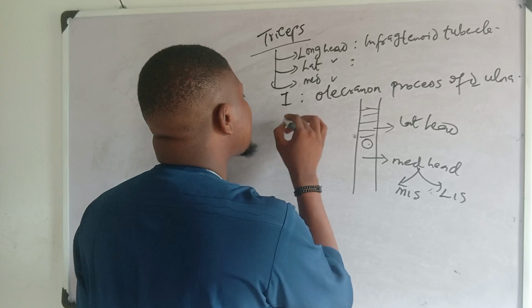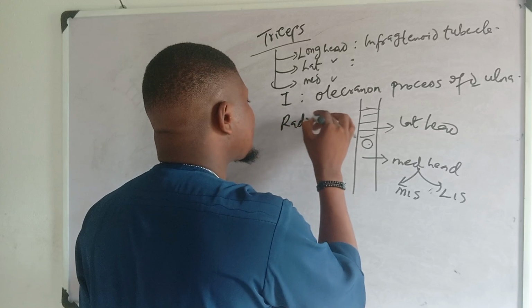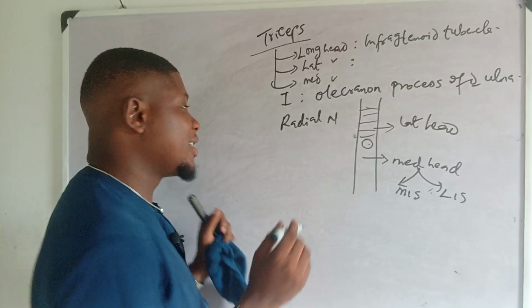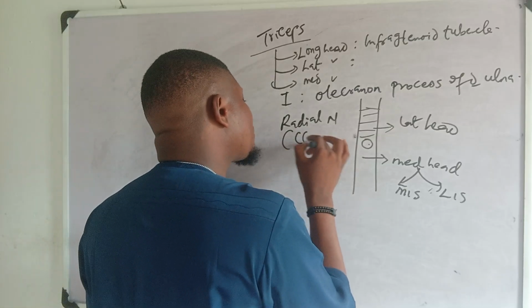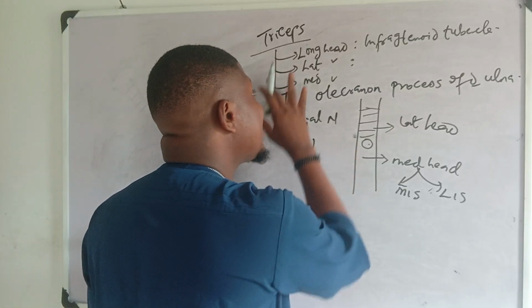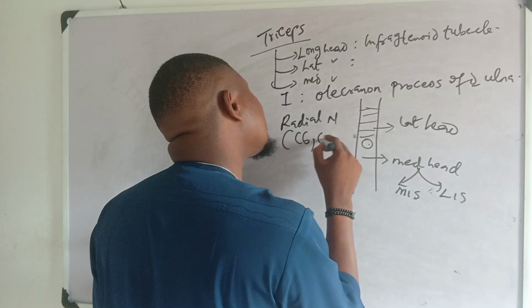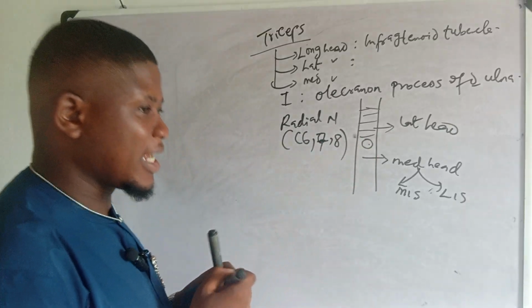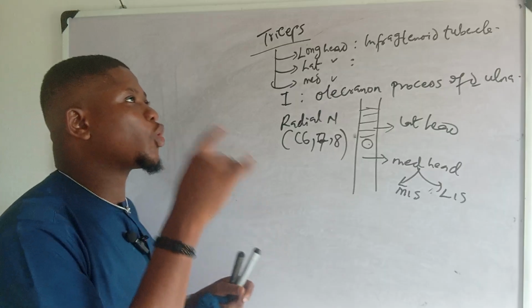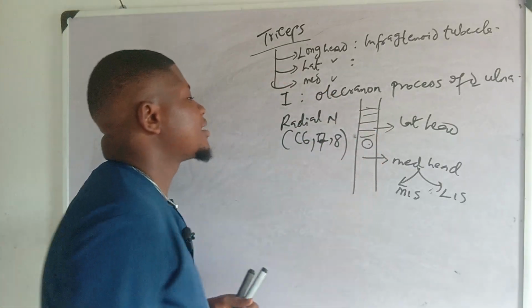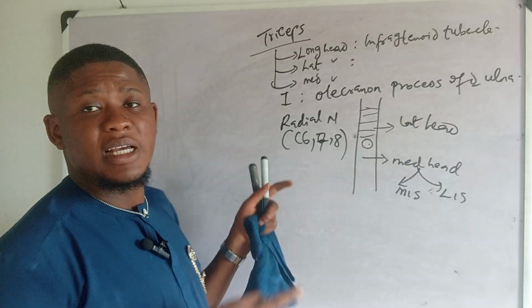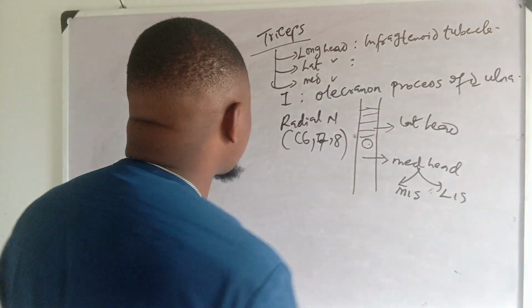Please, I want you to know that radial nerve supplies these 3 heads, but it supplies them individually. I want you to know the nerve roots of the nerve fibers that radial nerve gave these muscles is C6 to C8. Please, it is an exam question. So the nerve to triceps, the nerve root of nerve to triceps is C6 to C8. Same with that of latissimus dorsi.